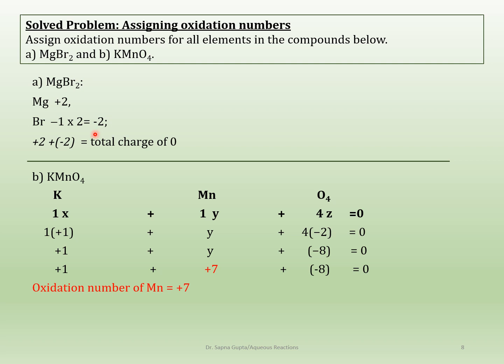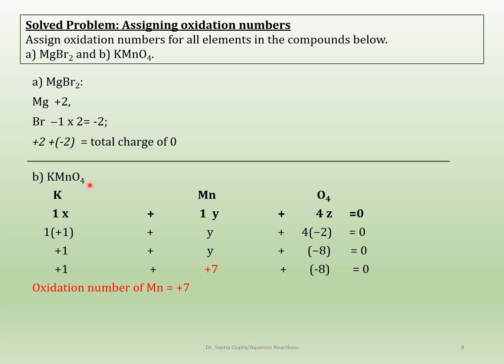Why are we calculating the total charge? Because we want to make sure that the total charge is 0, because magnesium bromide is a neutral compound. The individual oxidation number of bromine is actually -1. So when I write this, I'm going to specify that it should be -1, not -2. -2 is not the charge on bromine; the -2 is the total charge on bromine.